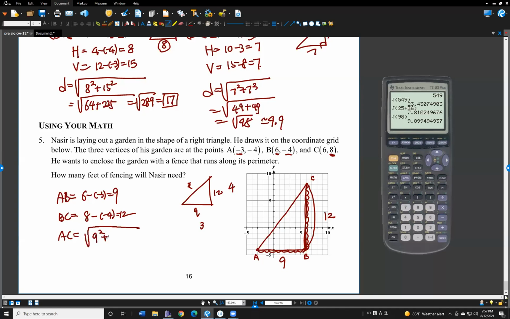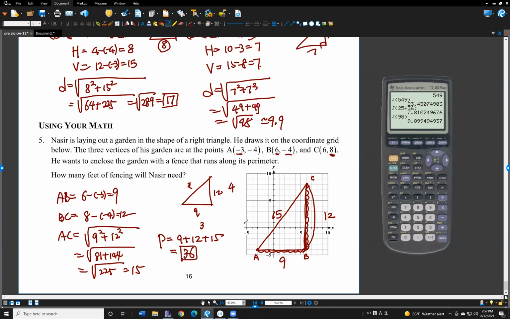9 squared plus 12 squared. 9 squared is 81. 12 squared is 144. Total is what? Square root 225 equals what? 15. And this side is 15. So what is the perimeter of the triangle? 9 plus 12 plus 15. That's the perimeter of the triangle. Okay, which is what? 36. 9 plus 12, 12 is what? 21 plus 15 is 36.